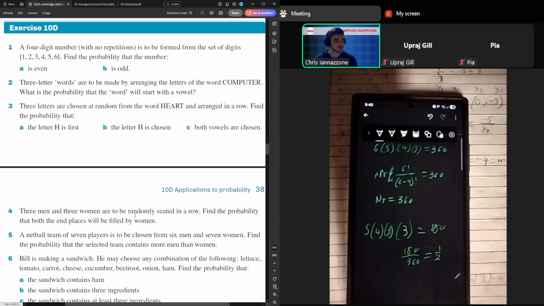So question 2. 3-letter words, in quotation marks, are to be made by arranging the letters of COMPUTER. What is the probability that the word will start with a vowel? So when it says words, it just means a 3-letter arrangement of letters. Like COM, for example, is considered a word in this case, even if it's not in a dictionary. So if you can see a shortcut there, let me know. Otherwise, we could go through a more rigorous approach.